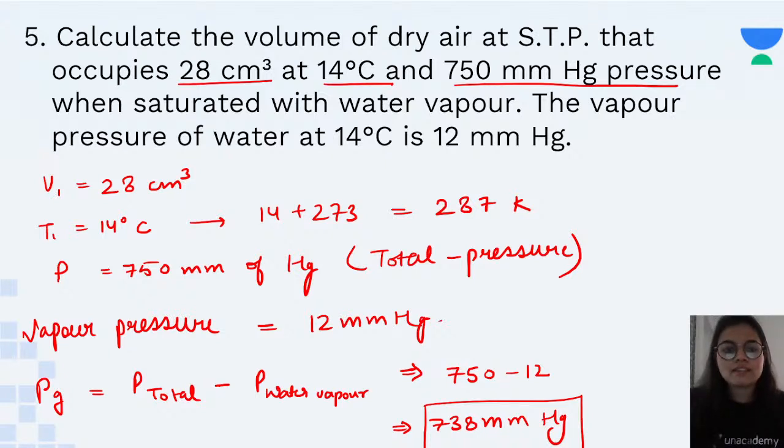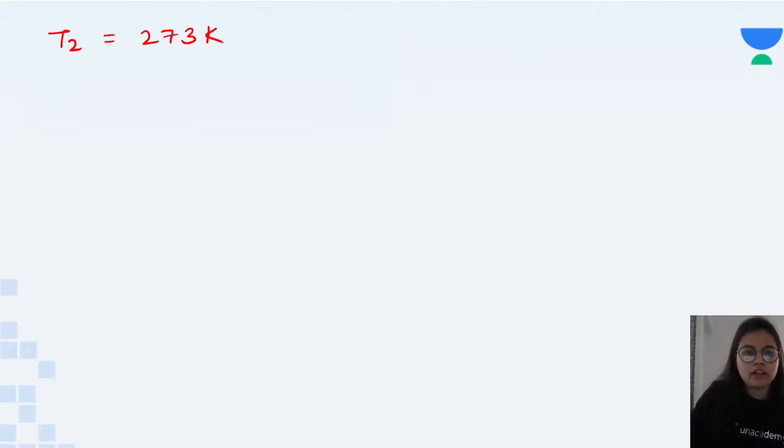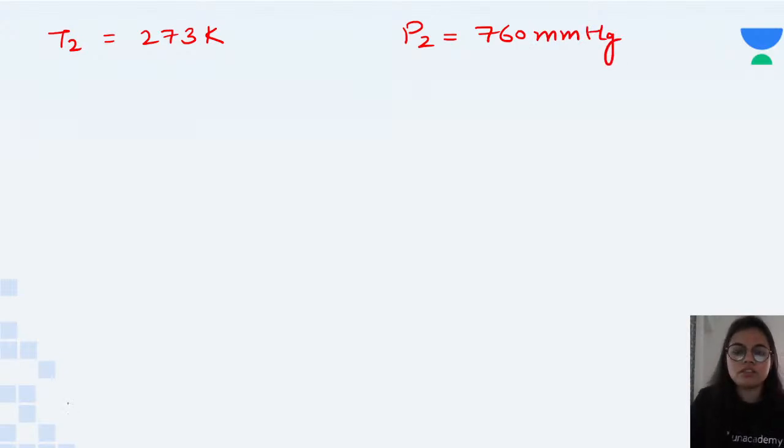Okay. Next we have to calculate it at STP. So at STP, what is our temperature? So T2 will be equal to 273 Kelvin and P2 will be equal to 760 mm of Hg. Okay. Now putting in the values. Now see Mohammed, what are the values given to us and how are we going to find which equation is suiting over here.